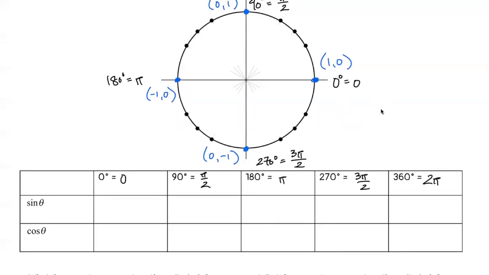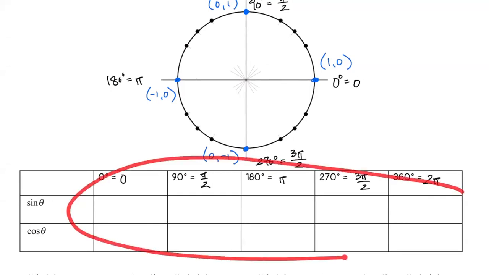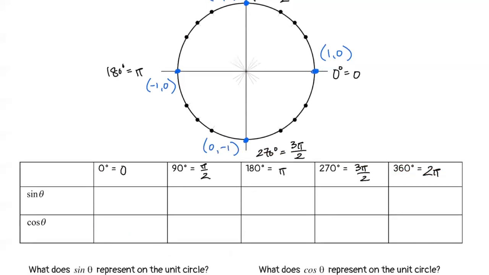Pull up your favorite calculator. It might be Desmos. I'll drop a link in the chat for Desmos. Or it might be your favorite scientific calculator that you have at home, whatever it is. Go ahead and get that calculator. And I'm going to ask you to pick maybe 2 of your favorite values to fill in the table, okay?